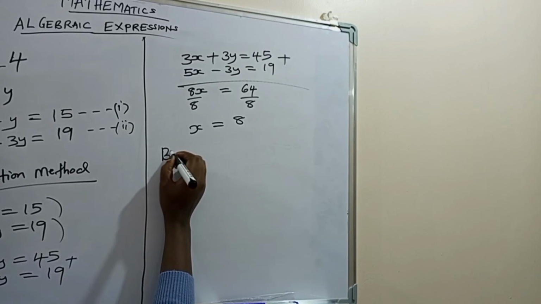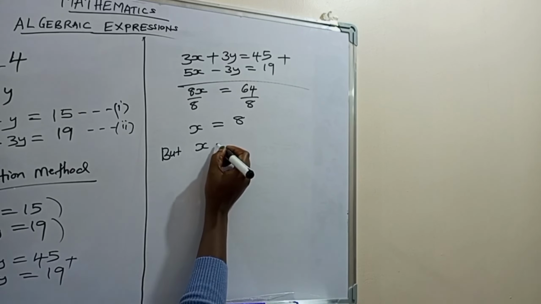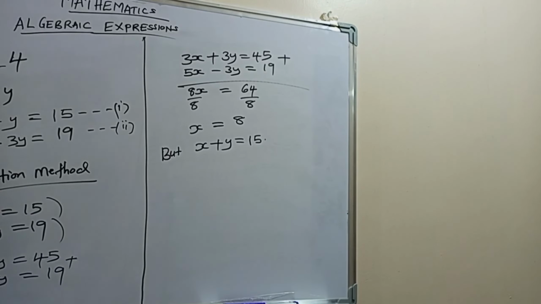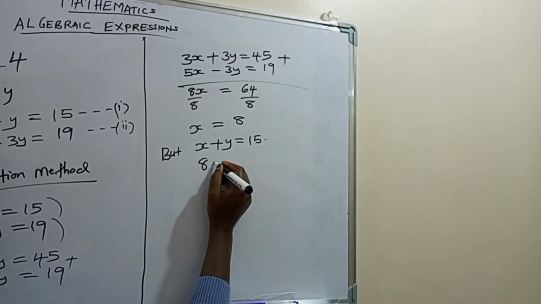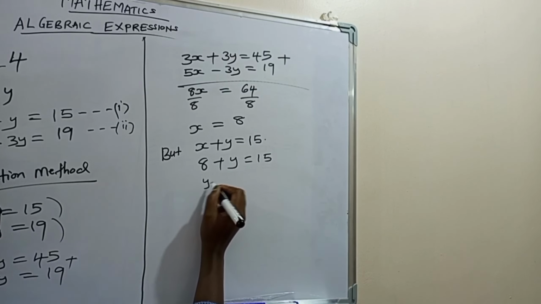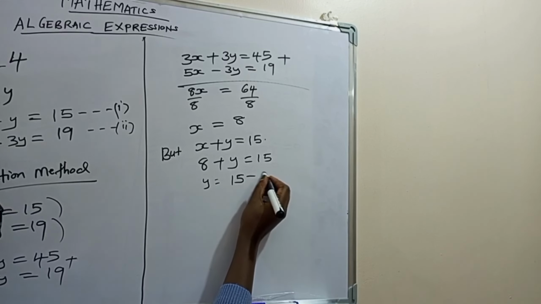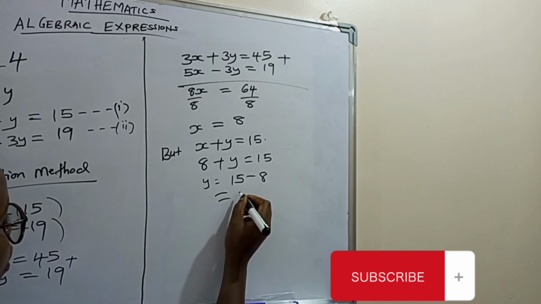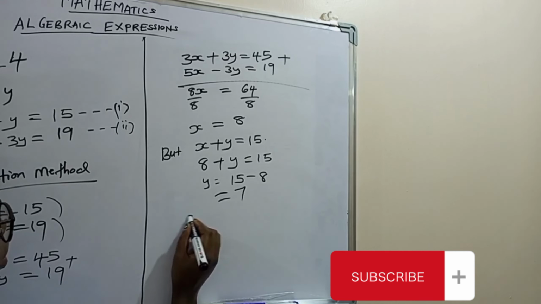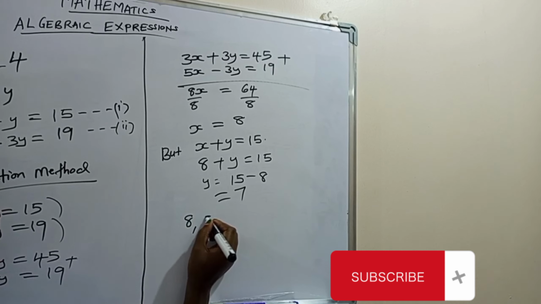But x plus y is equals to 15. We already have the value of x. Now we want to find the value of y. So where there is x, we replace it with 8. So it's 8 plus y is equals to 15. Y is equals to 15 minus 8. So our y is equals to 7. So our two numbers are 8 and 7.